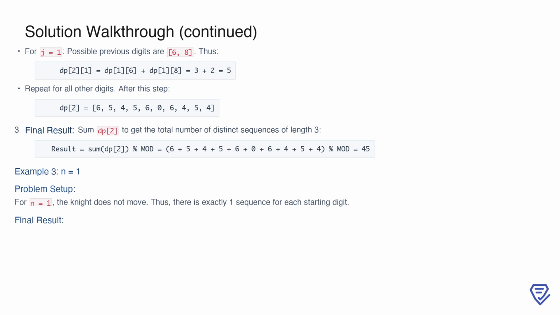Repeating this process for all digits, we arrive at dp[2] equals 6, 5, 4, 5, 6, 0, 6, 4, 5, 4. To find the total number of distinct sequences of length 3, we sum all elements in dp[2] and take the result modulo mod. The sum is 45, so the result for n equals 3 is 45. This demonstrates how the dynamic programming table grows as we increase the sequence length.